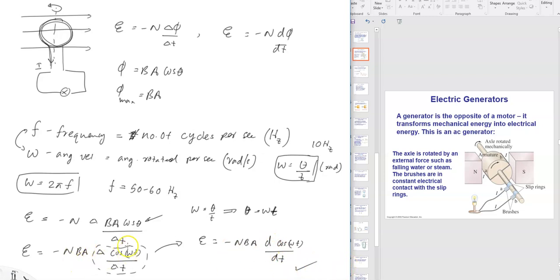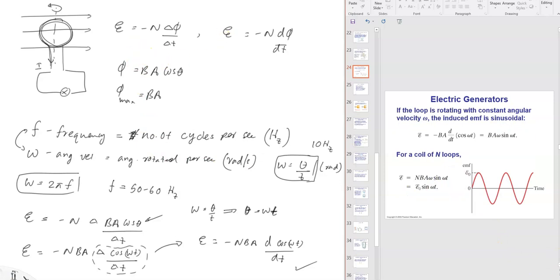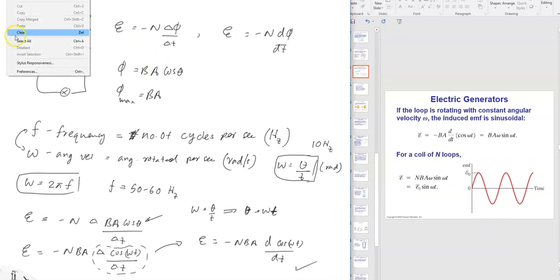Next step. We can do the same thing here. So finally, let's go to the answer. Let me go to the next slide. And let's clear this. We can finalize and say that voltage produced is equal to NBA omega sine omega t.